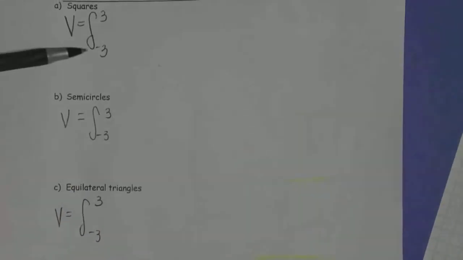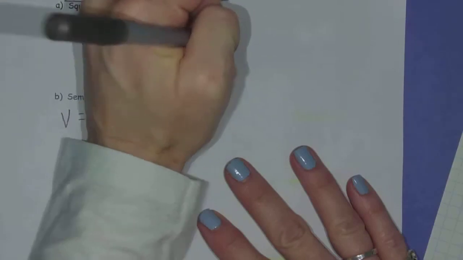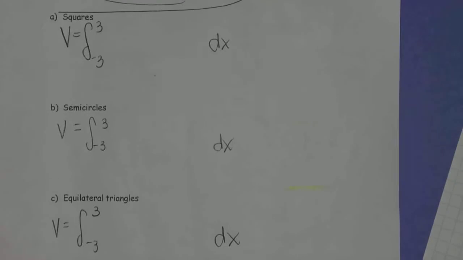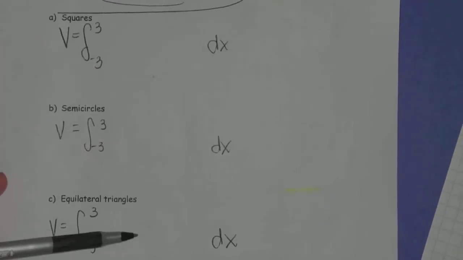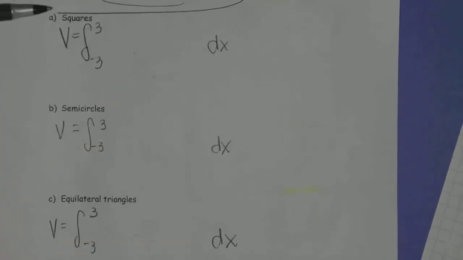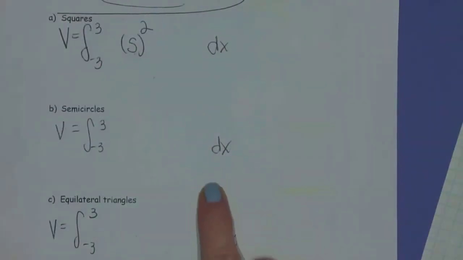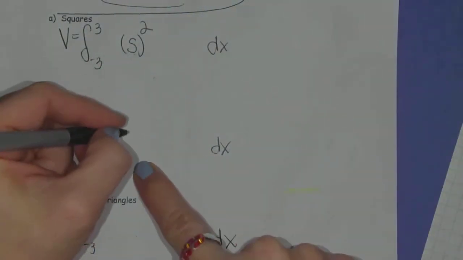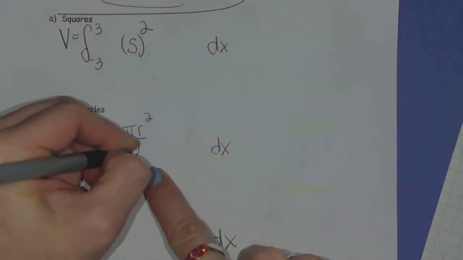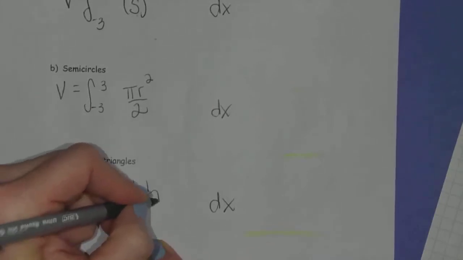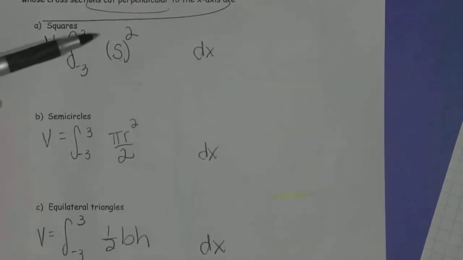And the other thing I can put on all 3 of these, on the back, I can do dx, dx, dx. And while I'm here, why don't I put the generic formula for a cross section that's a square, a semicircle, and an equilateral triangle? So the area of a square is side times side, or s squared. The area of a semicircle, pi r squared over 2. And the area of an equilateral triangle, 1/2 base times height. Now all I have to do is get these guys in terms of x.